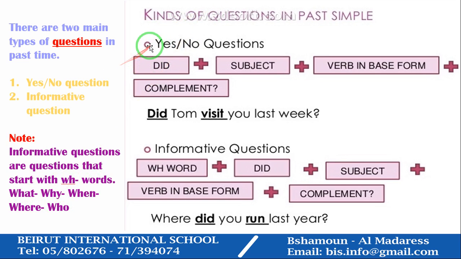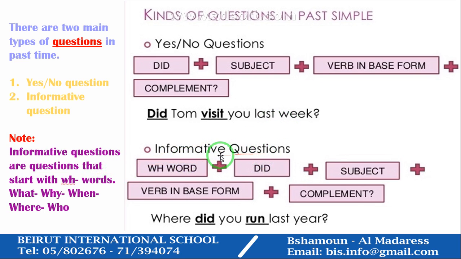The form of a yes/no question is we take did, then the subject, then the verb in the base form, and then the complement. So, if the sentence is Tom visited you last week, we will move did to before the subject, and then we also remove the ed from the verb. So it's going to be did, and then the subject, then the verb in the base form without ed, and then the complement. So, did Tom visit you last week?